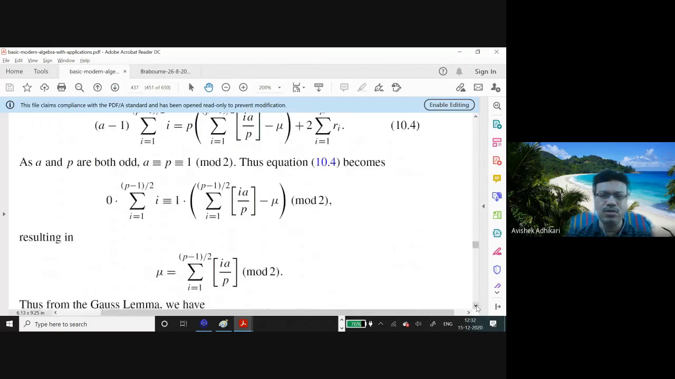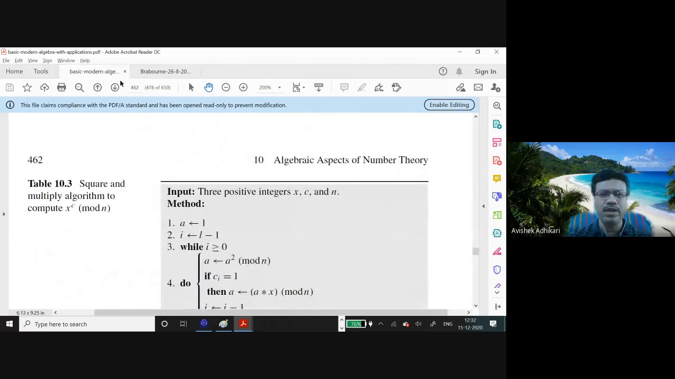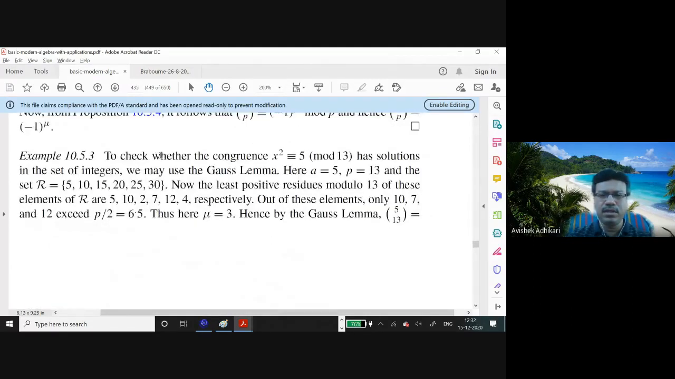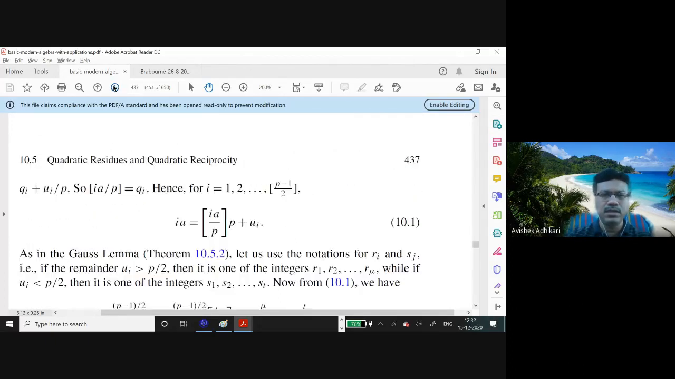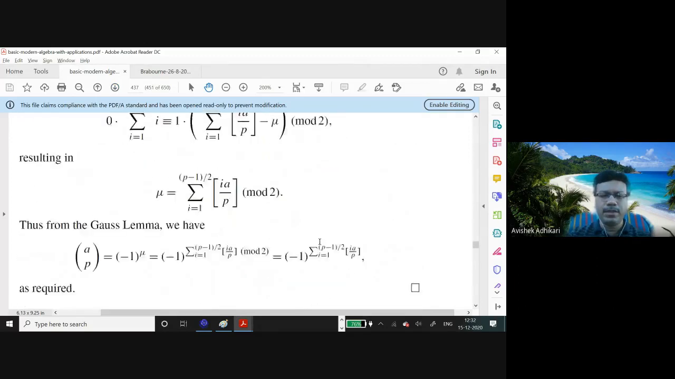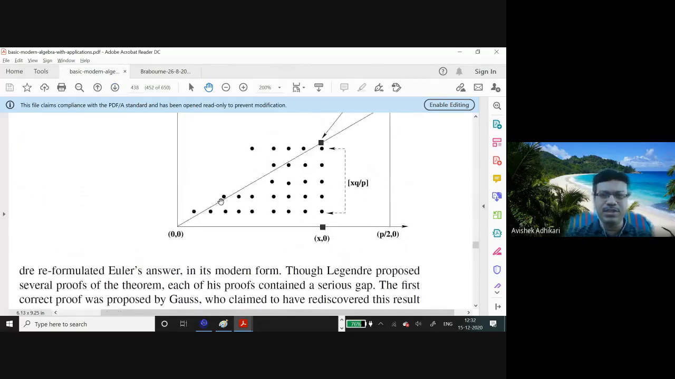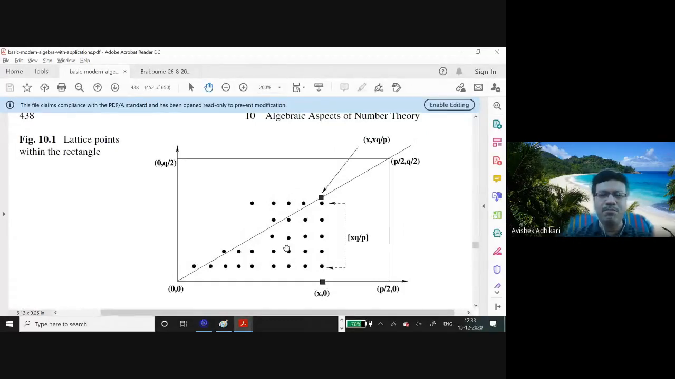I'm just going to show you a brief history about the proof of the law of quadratic reciprocity. So I'm just going to page 435. Here we have this, the Gauss lemma. This is quite interesting. This is basically a pictorial proof, where we are counting a few numbers on the lattice. So this is the proof of the law of quadratic reciprocity.